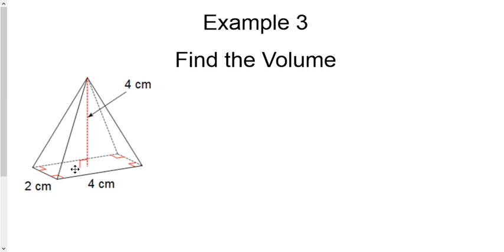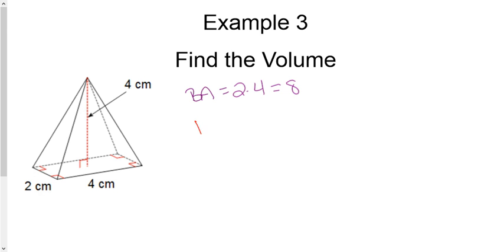So my next example. We did a square pyramid. We just did a triangular pyramid. So now here is a rectangular pyramid. So again, we do the exact same thing. Base area first. Well, it's a rectangle, so the area formula for a rectangle is just base times height. So that's 2 times 4. So my base area is 8.